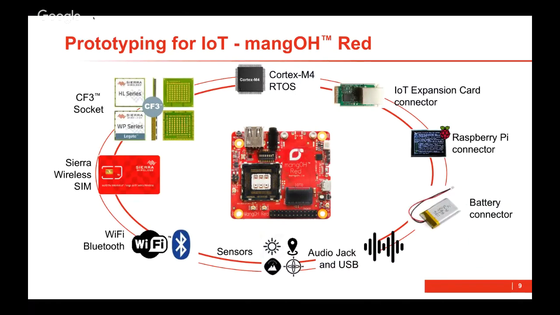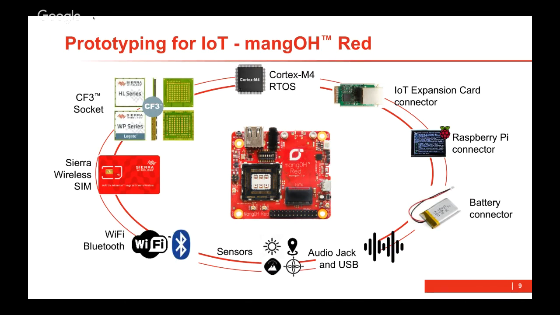Okay, cool. So a bit more on the features now. Let's start from the top left corner. So the CF3 socket. In this CF3 socket you can drop in the WP module or the HL module, either of the two modules where you can run your applications. We also provide a SIM. So when you get this platform from the market, we provide a Sierra Wireless SIM, since Sierra Wireless is an MVNO, and we give 100 megabytes of data for free for North America and Europe, and 50 megabytes for the Asia region.